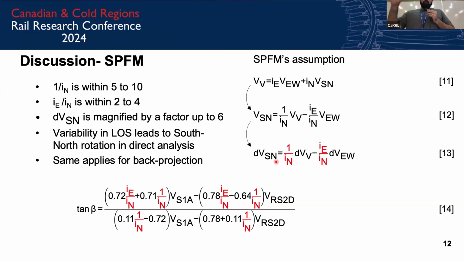Okay, so that would justify the direct analysis errors that we were seeing, but what about the back projection? Because there were no errors in the back projection. So if you sit down and very patiently solve those equations manually and calculate the aspect angle as the SPFM interprets, you will see those ratios pop up again. So the same argument is still valid, and that shows that this method is very sensitive, and no matter what, it will bias the vectors towards the south-north direction.